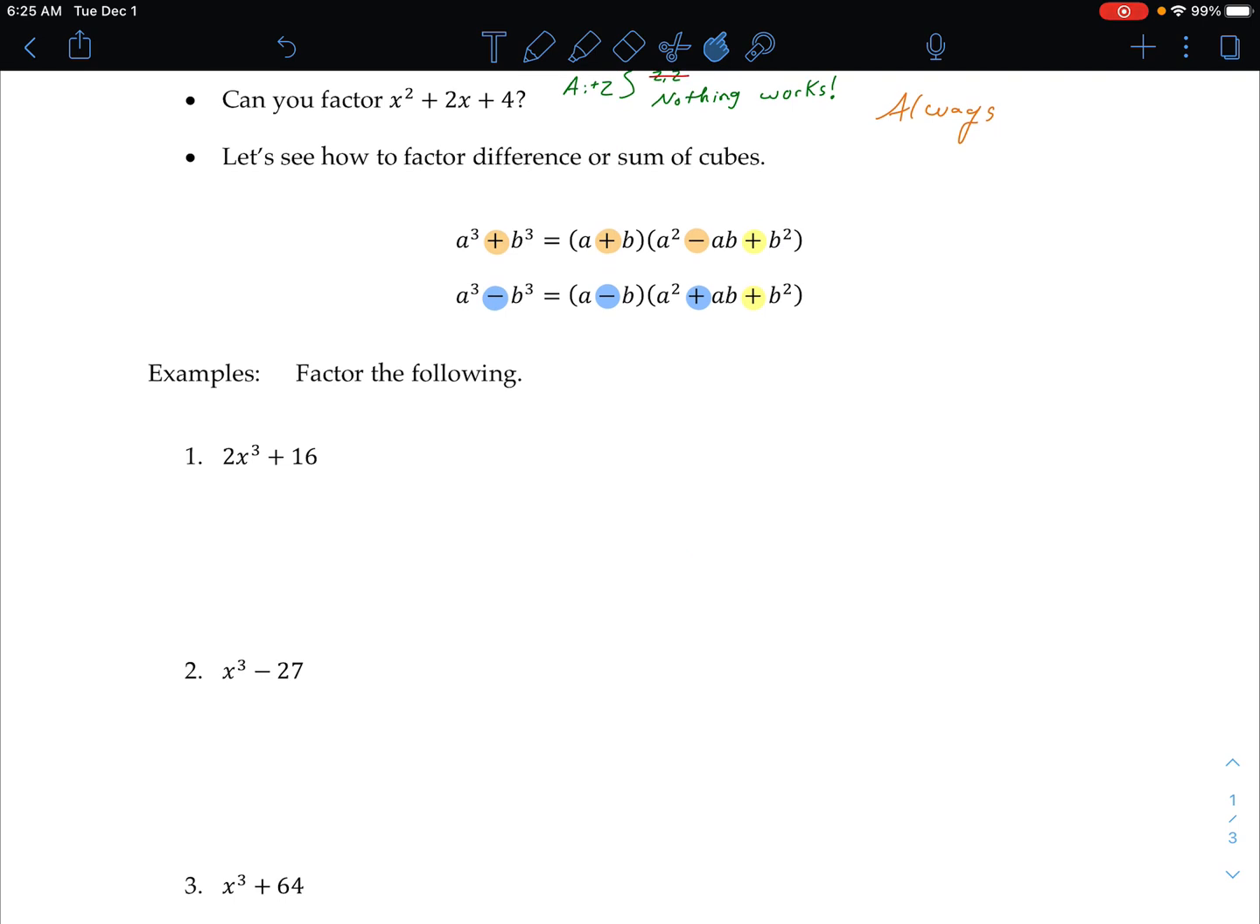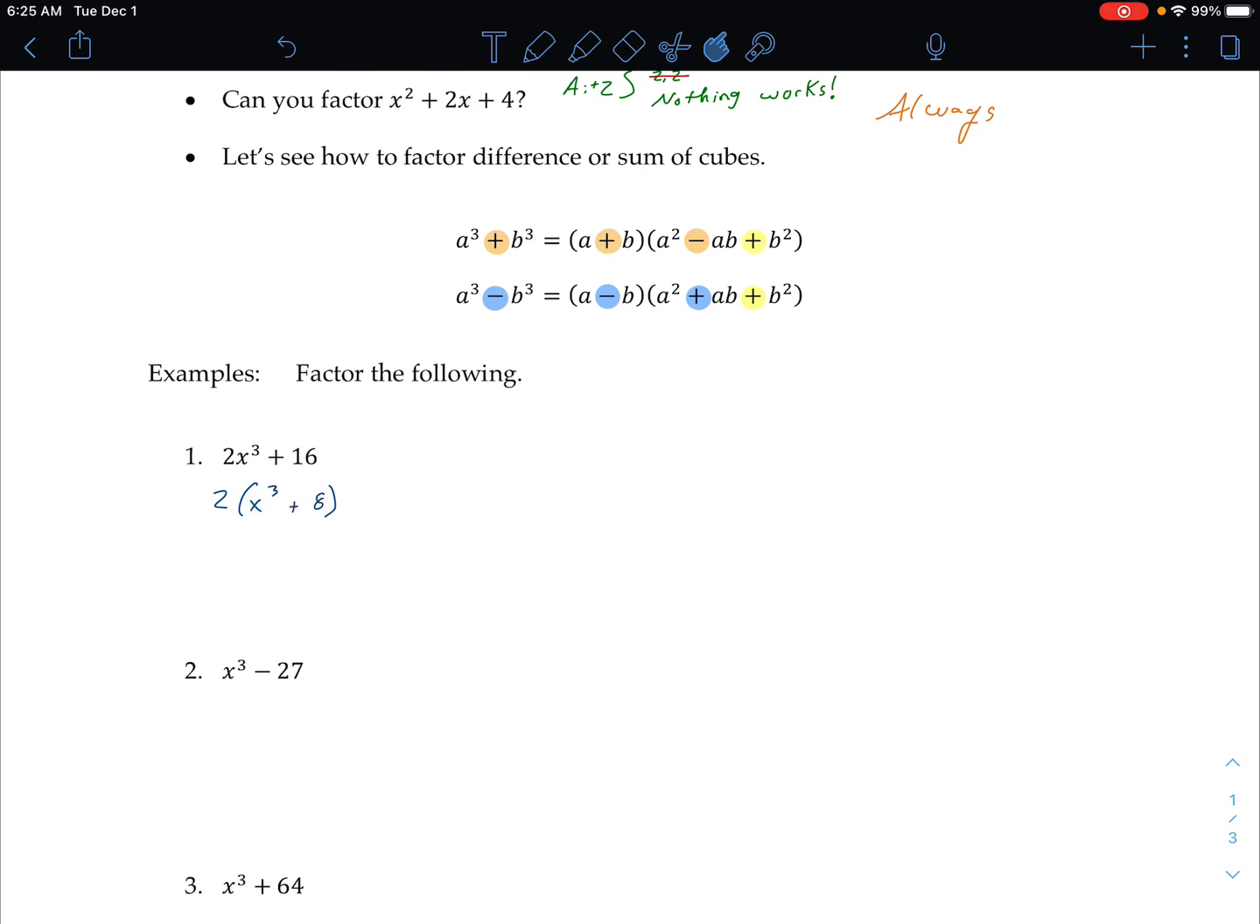So first, we see this first one. Before I do anything, I always ask myself the same first question: is there a greatest common factor? For the first problem, we see that there is. There's a 2. So before I do anything else, I take out the 2. When I do that, I'm left with x to the third plus 8.